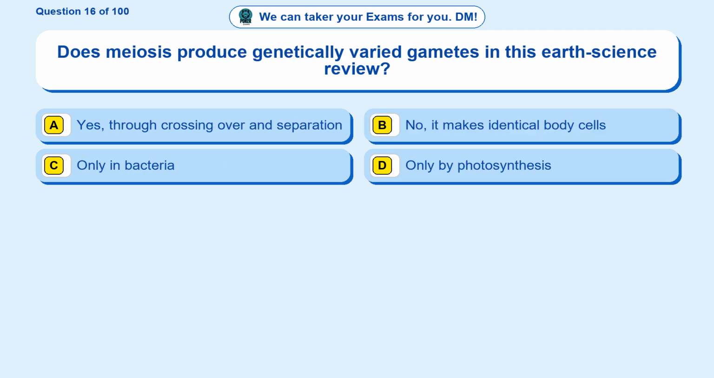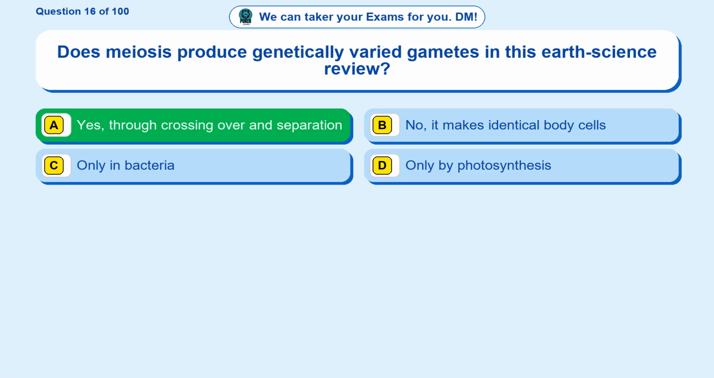Question 16. Does meiosis produce genetically varied gametes in this Earth Science Review? Option A. Yes, through crossing over and separation. Option B. No, it makes identical body cells. Option C. Only in bacteria. Option D. Only by photosynthesis.